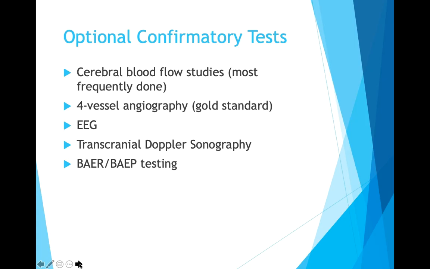A 4-vessel angiography. Again, you can see if there is actual blood flow to the brain. If the patient has herniated and is brain dead, there is no longer any blood flow to the brain, so you can see that on the angio. You can also do an EEG, which would show no brain activity, or a Doppler sonography, which can also show if there's any flow to the brain.